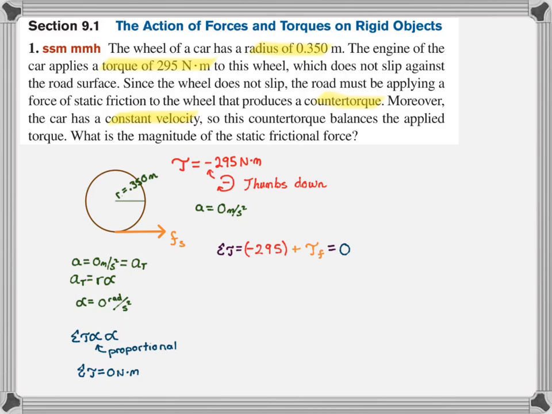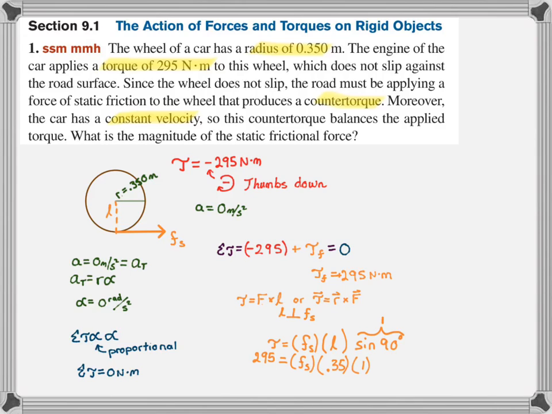The net torque equation is just the sum of all the torques. So there's a torque caused by the engine, which is negative 295, plus a torque caused by friction, which means the torque caused by friction has to be positive 295. And torque is the force times the linear distance from the center of rotation. Since the force and the distance from the center are perpendicular, we don't have to worry about sine, because it makes a 90-degree angle, and that's 1. So simply we take the force of friction times the radius, which is 0.35, times 1, equal to 295. So we solve that equation.